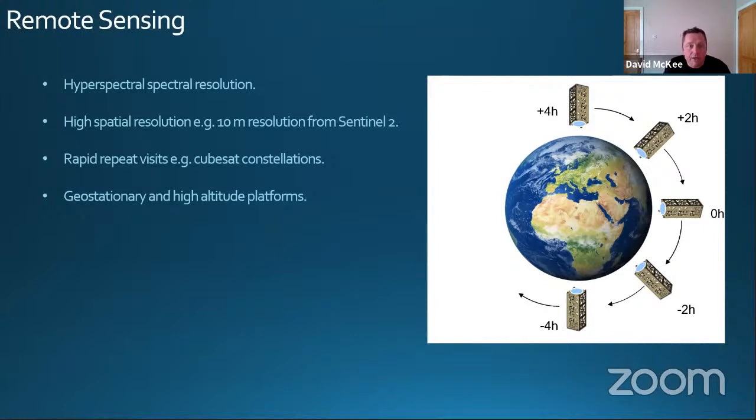We typically get very few passes per day. You're in sun-synchronous orbits, so you only get one bite at it from most sensors. I think we will see a change in that. I think we will see constellations of small satellites being launched, which will give us a much higher repeat visit frequency and will allow us to exploit gaps in clouds and things like that. And we will see more and more data become available. Similarly, geostationary platforms and even high altitude platforms are going to feature and provide. There's going to be data coming from all sorts of different sources.